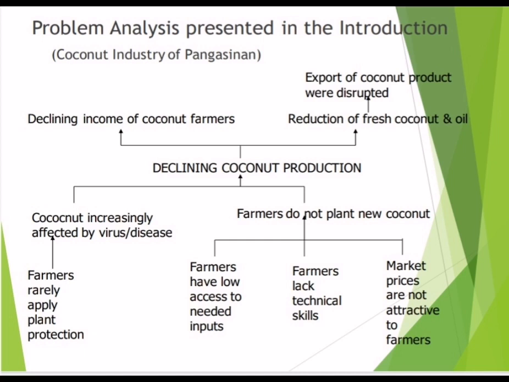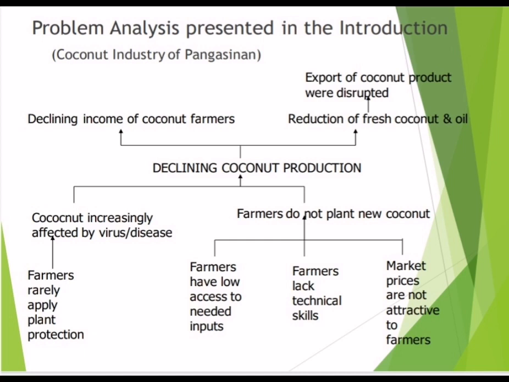Or it could be farmers lack technical skills. Market prices are not attractive to farmers. And therefore, because of that, farmers no longer plant coconut. And because of that, there is a problem of the declining of the coconut production. So because there are problems on that, and we have already provided the reasons or the causes, we must also provide how it affects us. What are the effects of declining coconut production?